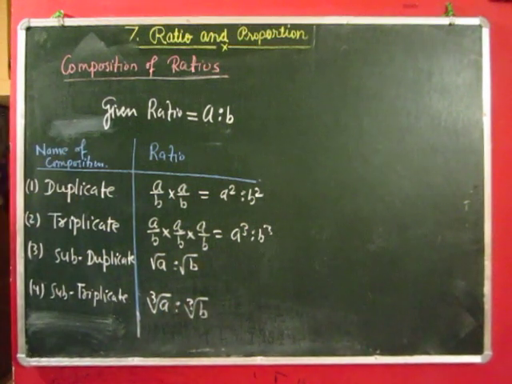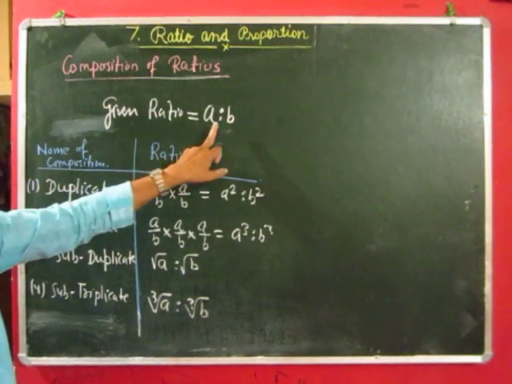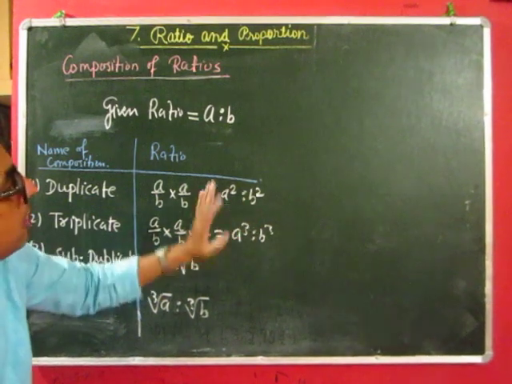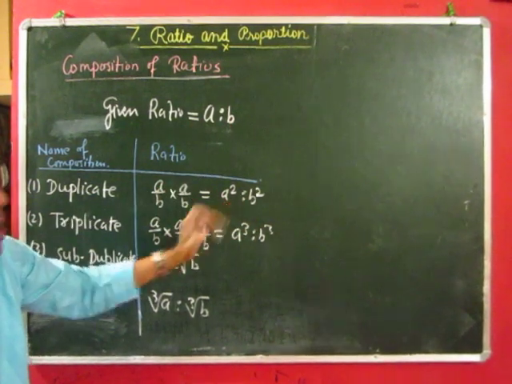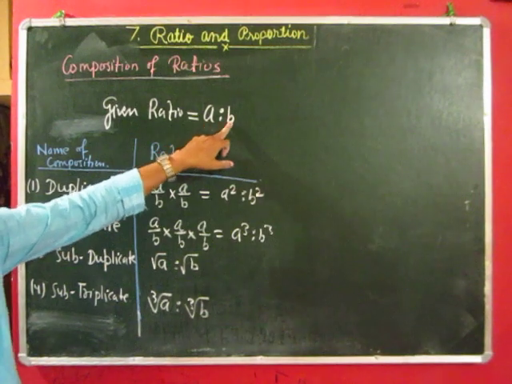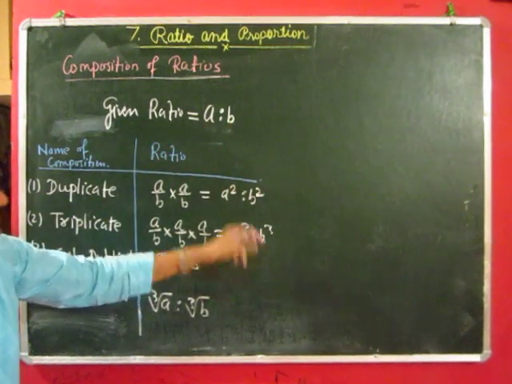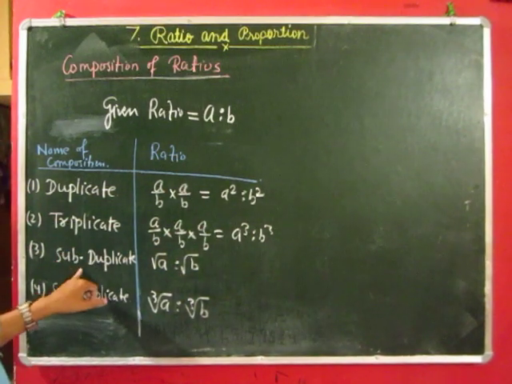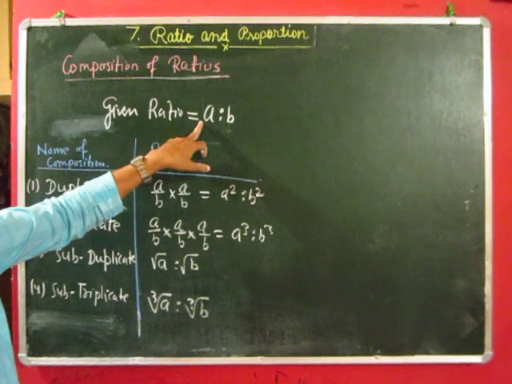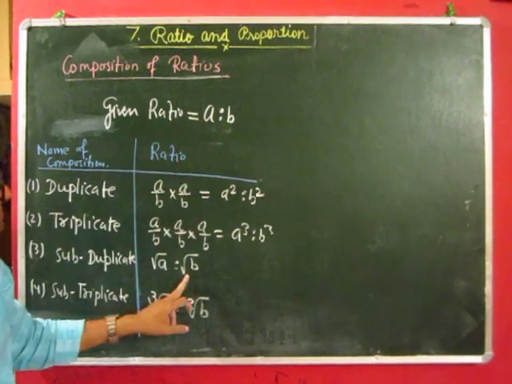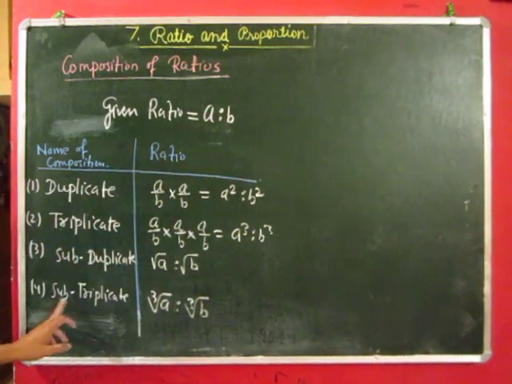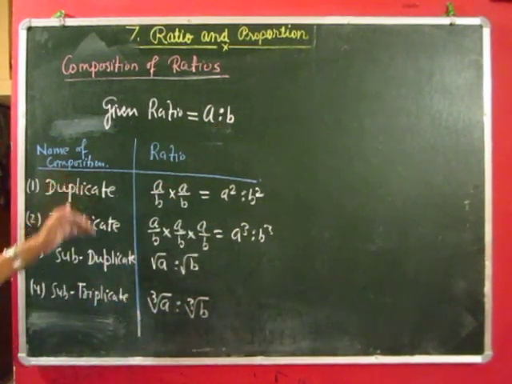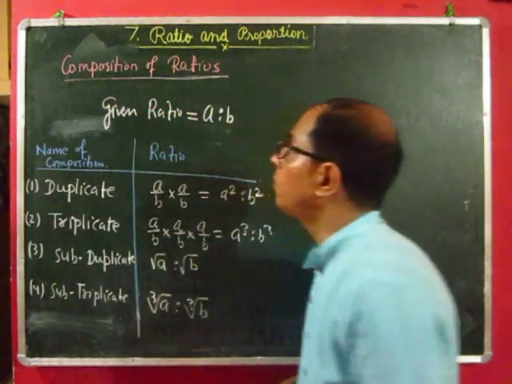Again I am repeating: the duplicate ratio of A is to B is A square is to B square. Just square the terms and you will get the duplicate ratio. The triplicate ratio of A is to B is A cube is to B cube. Just take the cube of each term. The subduplicate ratio is the square root of each term, and the subtriplicate ratio is the cube root of each term. So these are called composition of ratio.